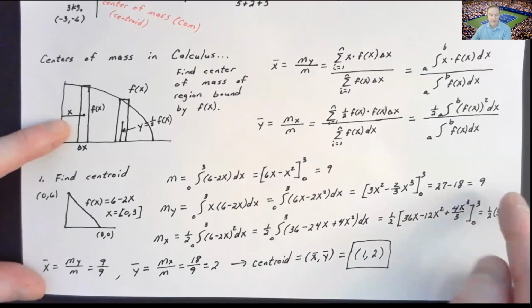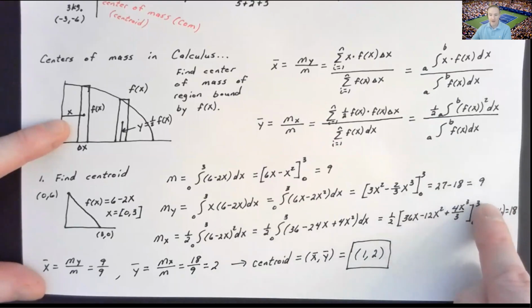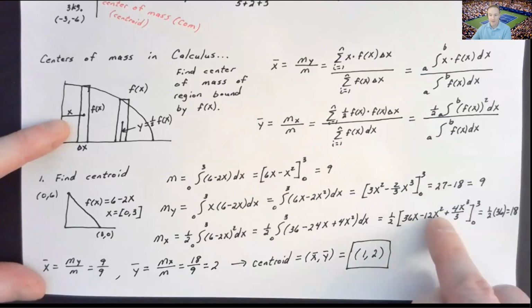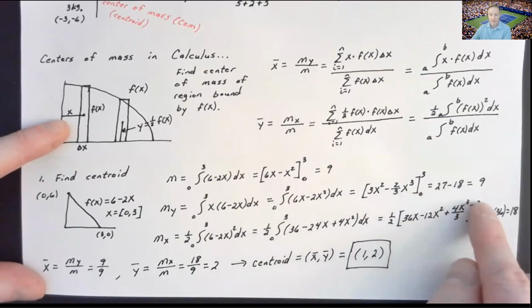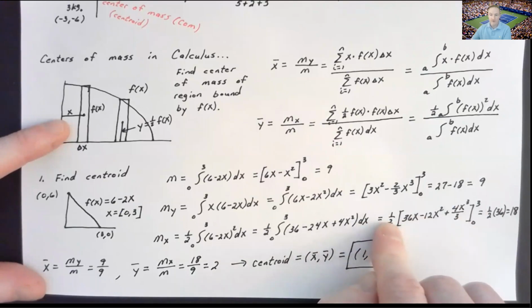We evaluate that from 0 to 3. And the only thing I did was I evaluated it at 3. Obviously, when we evaluated at 0, we'll get a 0. When I plugged in a 3, I got a 36. You need to remember the 1/2 out in front.